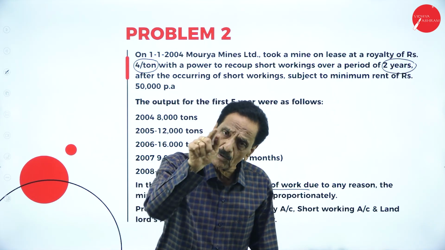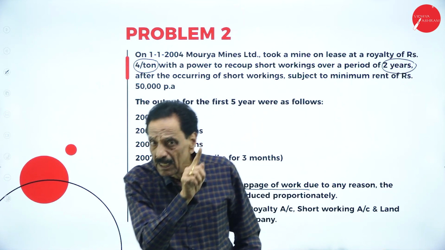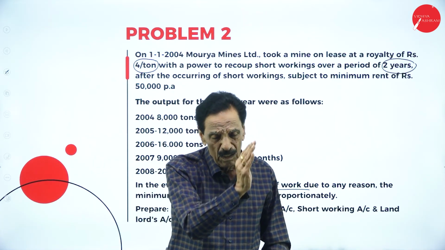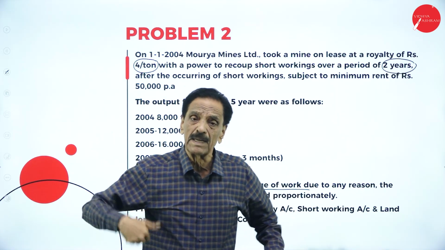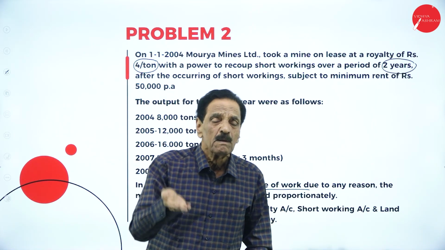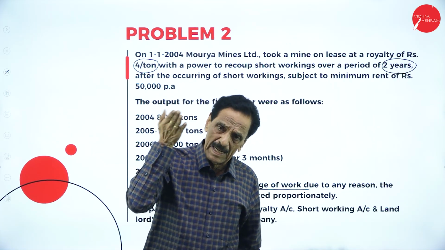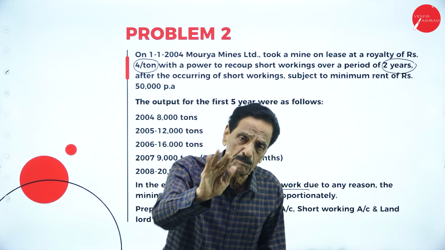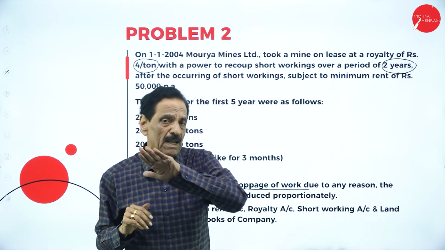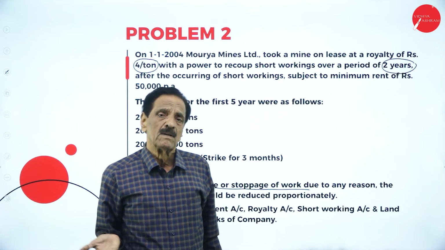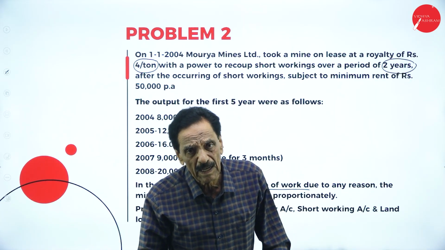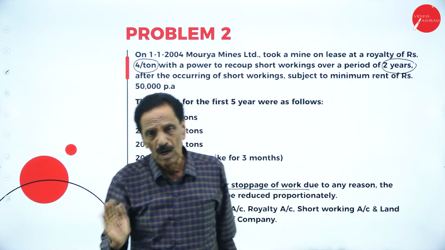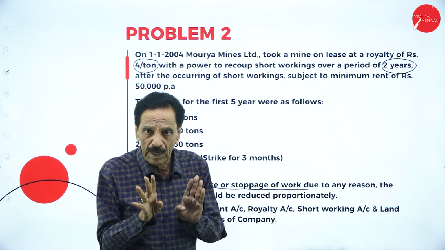Second entry, royalties account debtor, short working account debtor to minimum rent. For that minimum, what would have been the royalty? Royalty account debtor, short working account debtor to minimum rent. Now we are paying the landlord whichever is the higher. Minimum rent, landlord account debtor to bank account, we are paying the minimum rent whichever is more. Whatever the royalty we have made, that will be transferred to production account or profit and loss account. Next, production or profit and loss account debtor to royalties account. These are all the 4 entries.